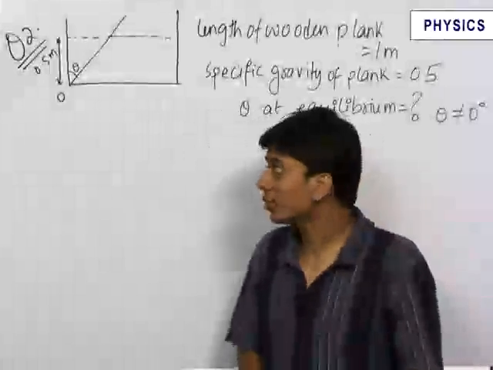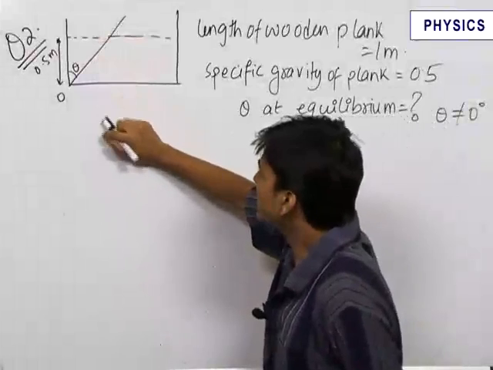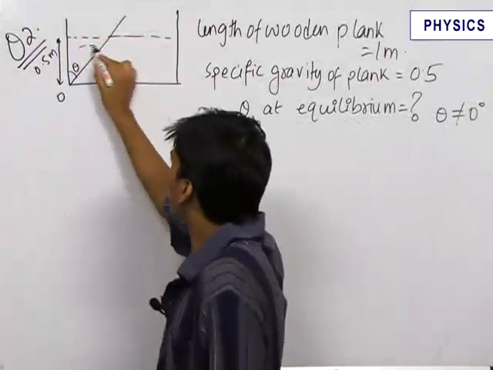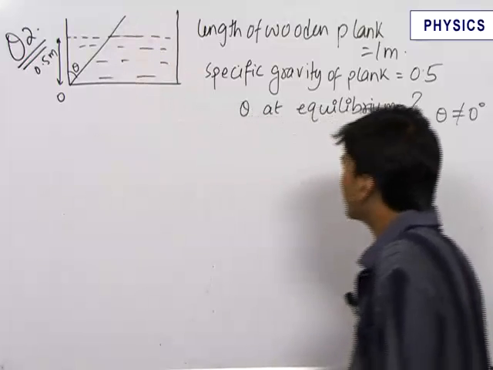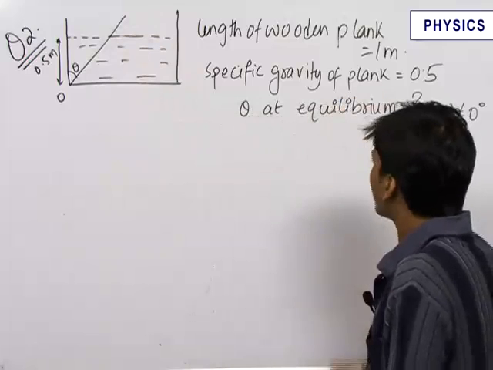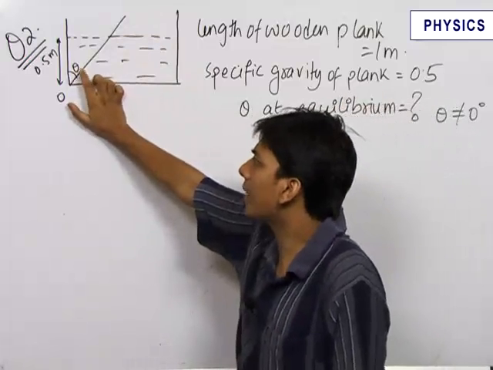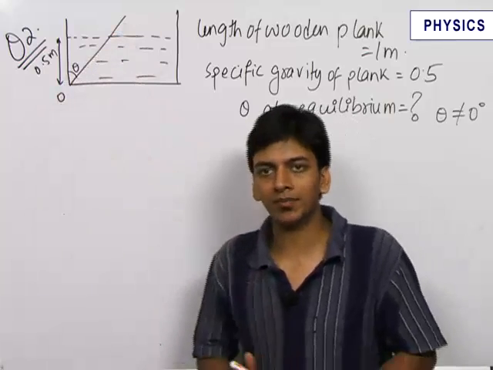This is another interesting question. In this question, we have a wooden plank which is hinged at this point of the tank. The water is filled in the tank up to a height of 0.5 meters and the length of the wooden plank is 1 meter and the specific gravity of the plank is given. We need to find out the angle theta made by the plank with the vertical when the system, that is the plank, is at equilibrium.